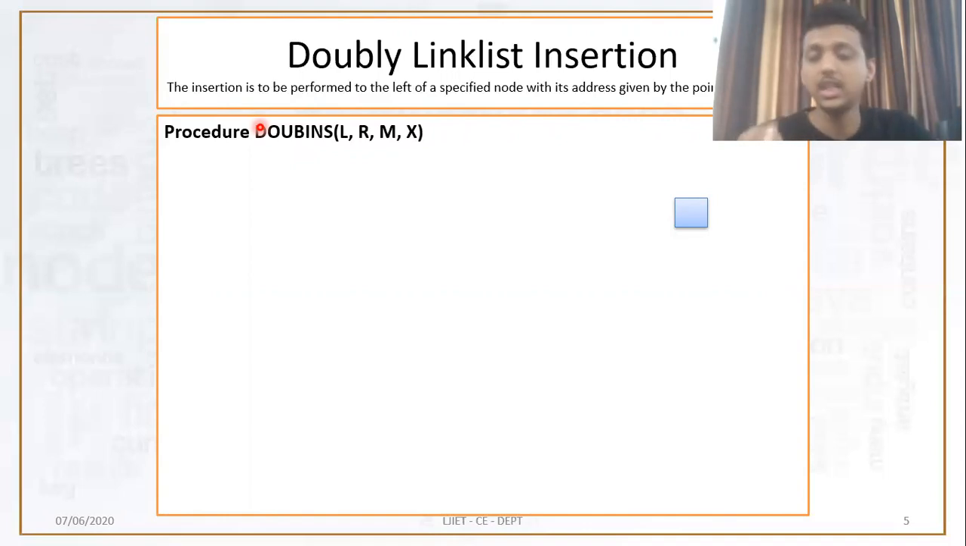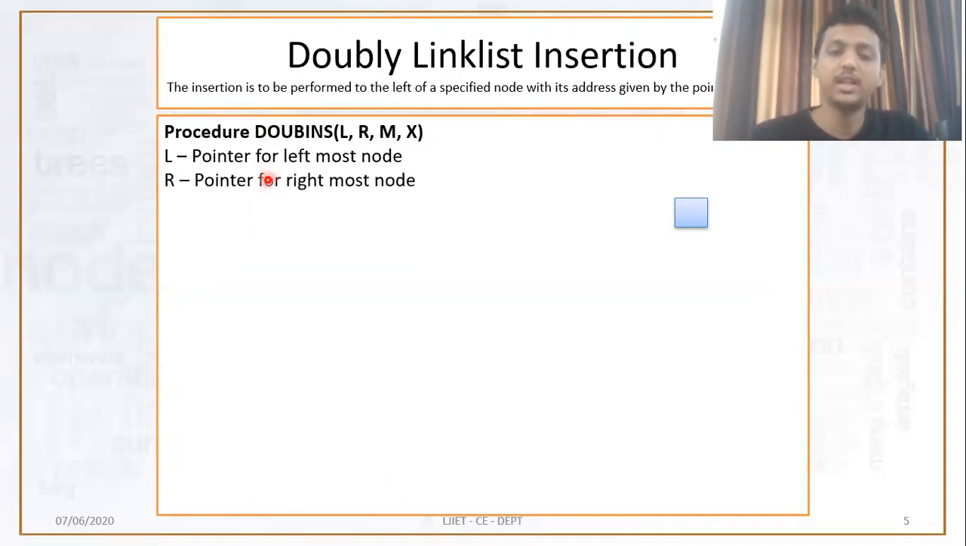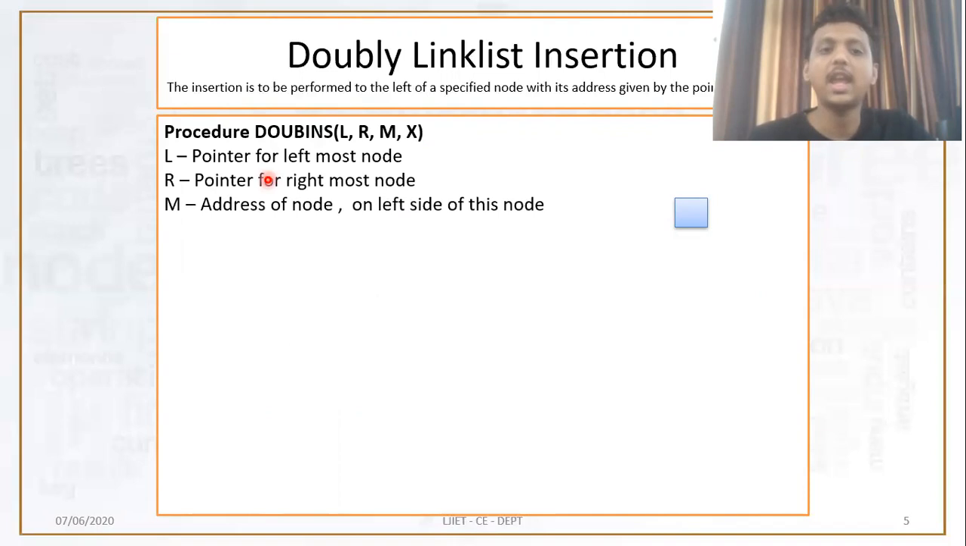Listen to it very carefully. M is the address of that node. To the left of it, we need to insert something. If this is M, then on the left side of M, we need to insert something. Fine. So L is a pointer for the leftmost node, R is a pointer for the rightmost node, M is the address of the node. On the left side of this node, we are going to insert X.